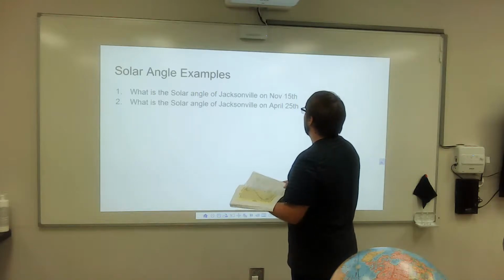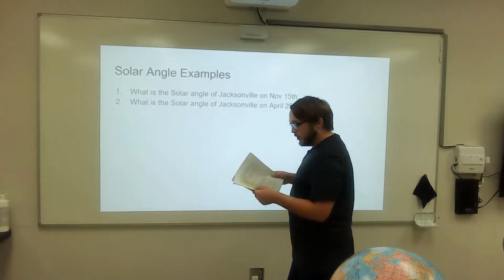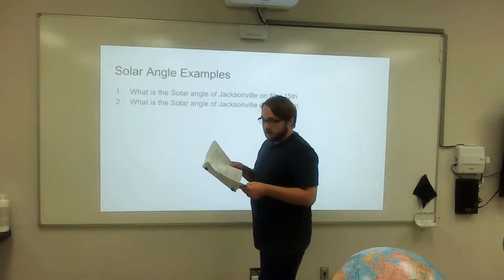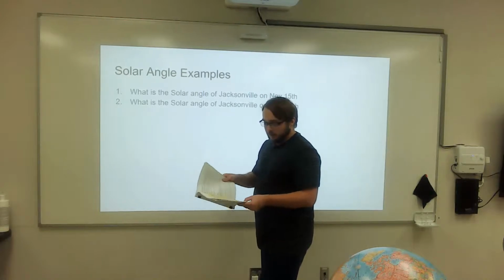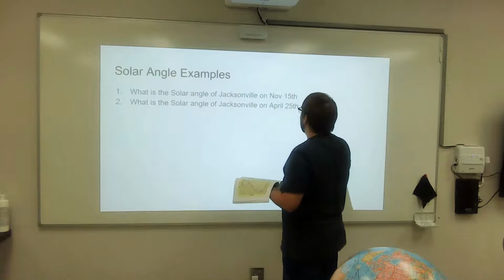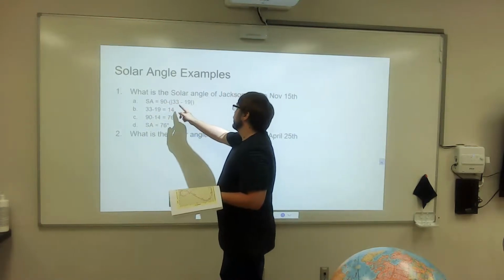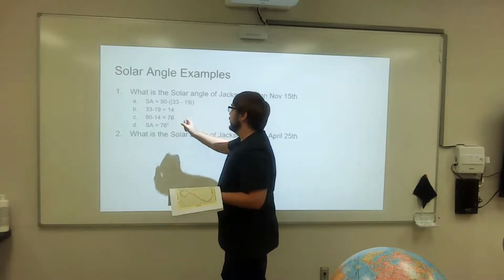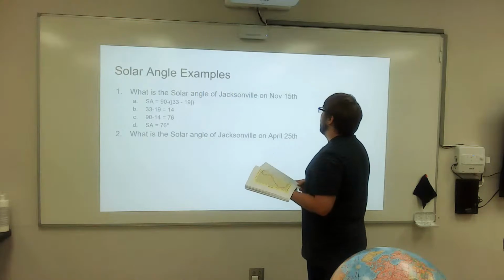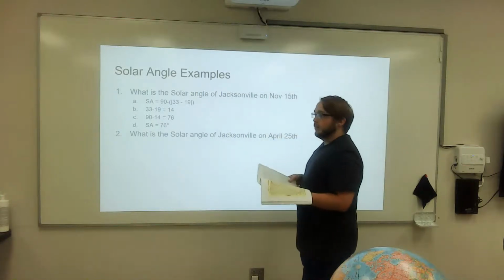All right, so first we'll talk about what is the solar angle of Jacksonville on November 15th. If we look at our analemma, we will see that because we are in Jacksonville, 33 degrees north, and our declination is in the southern hemisphere in November, November 15th is about a 19 on the analemma. So the solar angle is equal to 90 minus the absolute value of 33 minus 19. So that would be 14, and then 90 minus 14, which would be 76. And so the solar angle of Jacksonville, Alabama on November 15th would be 76 degrees.